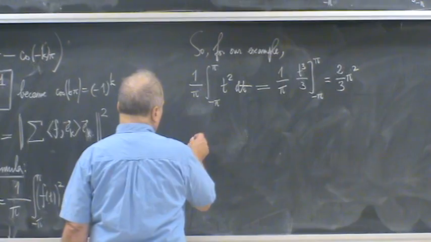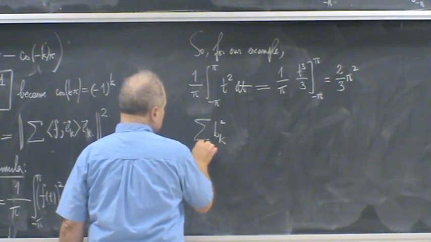Okay. On the other hand, what do I get when I take the sum of all the squares of the b's?